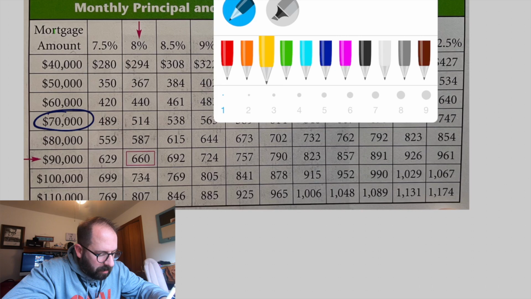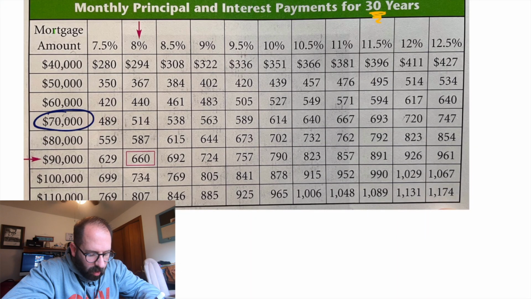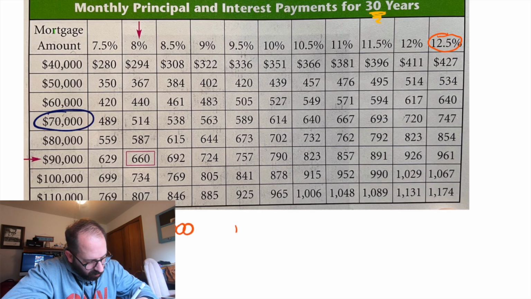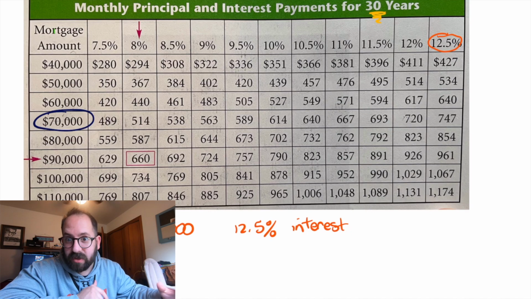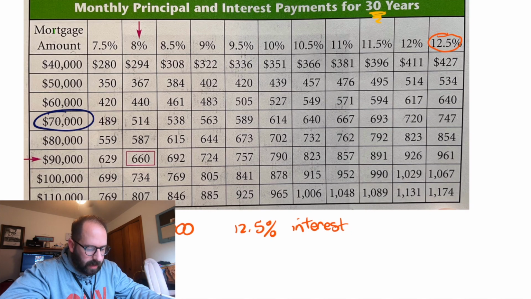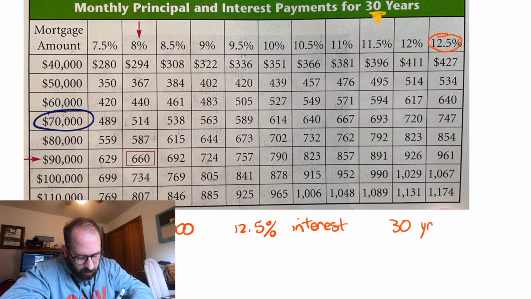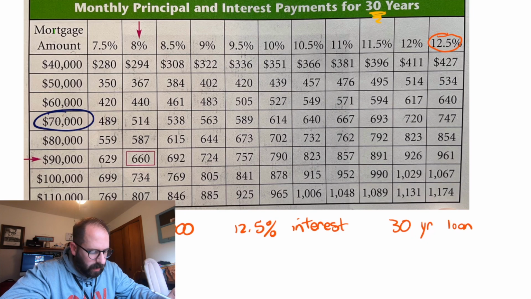But the next number I'm going to pick, let's say we pick 12.5% interest. So again, it's a $70,000 home at 12.5% interest. That is a terrible interest number, by the way. I would never take out a home loan like that. My parents did in the 70s. That was a normal number in the 70s. And we're doing a 30-year loan. Okay, 30-year term, if you will.